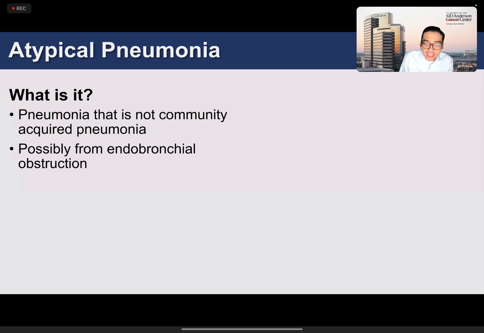Another thing in the differential is atypical pneumonia. So this is simply pneumonia that is not a community-acquired pneumonia.